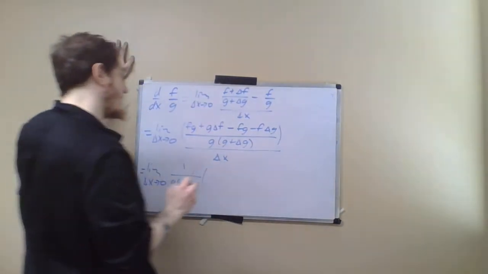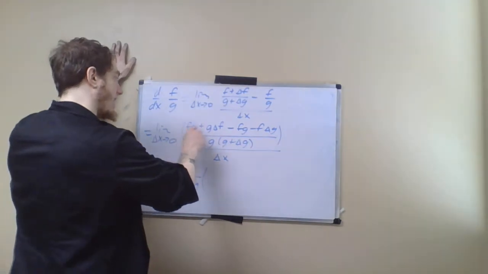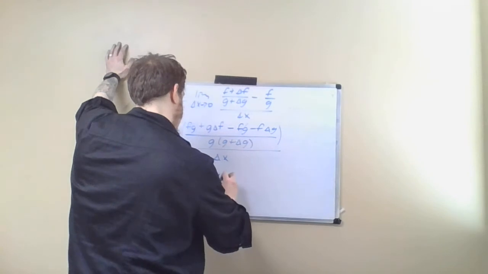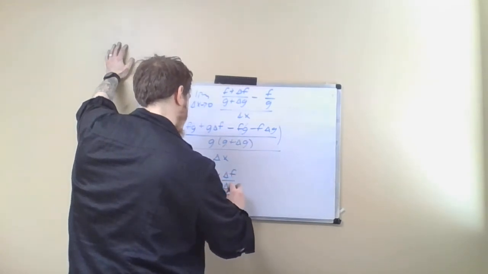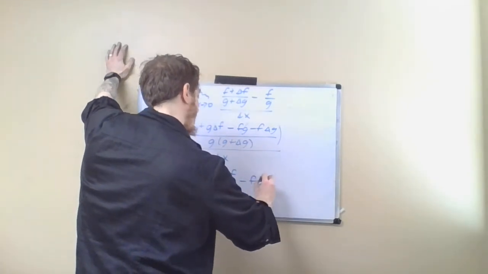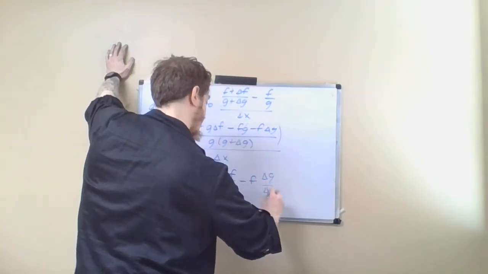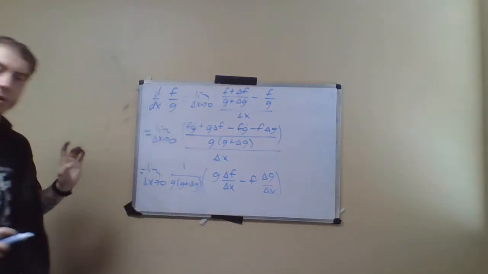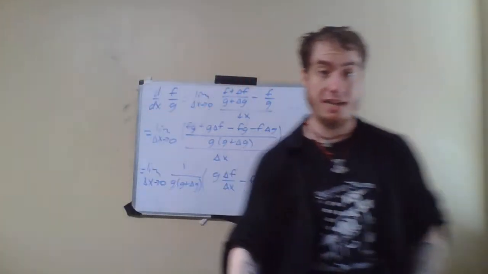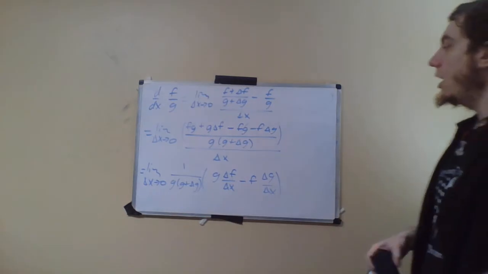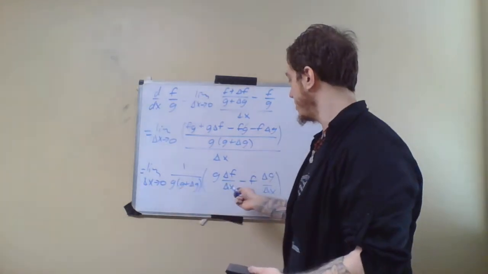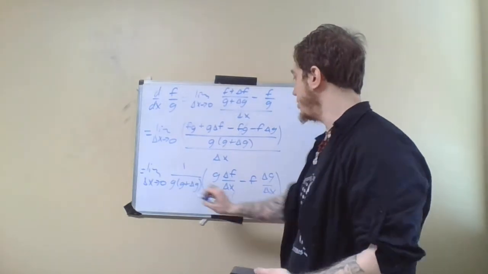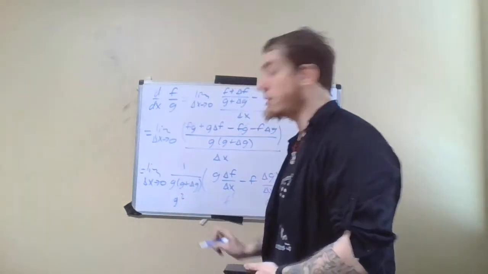And then inside, my fg's cancel, and I'm going to have g delta f over delta x minus f delta g over delta x. Okay, I've lost a parenthesis. My apologies. Now, why did I want to do this? Why did I want to factor things this way? Well, the reason is because as delta x goes to 0, this is just going to become f prime, this is going to become g prime, and this is going to become g squared.